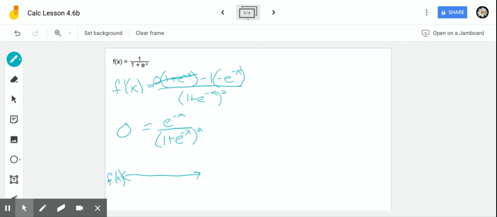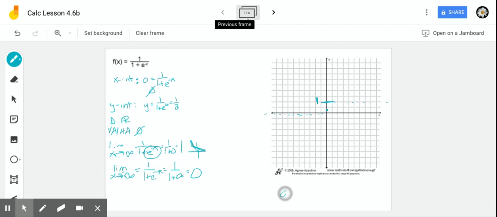Just pick any number you want. I'm going to pick like 0. But when I do that, I'm going to get a positive number. So this tells me that this function is increasing on the entire domain. No minimums and maximums, it's increasing the whole time. So that's good to know, always increasing. I might go back and write that down, always increasing.